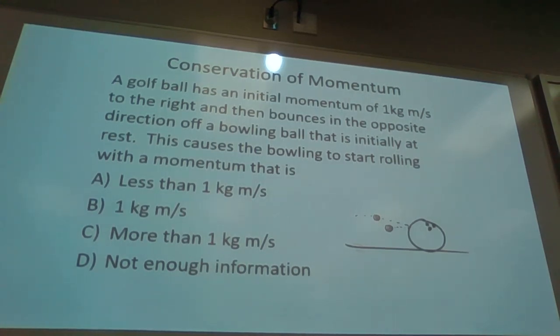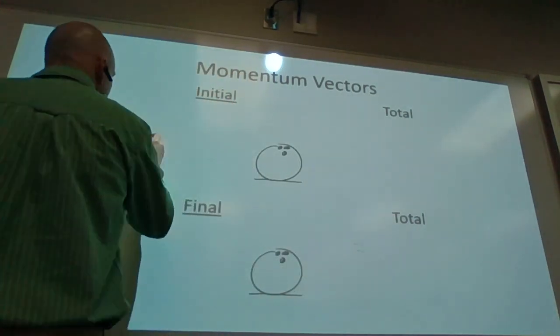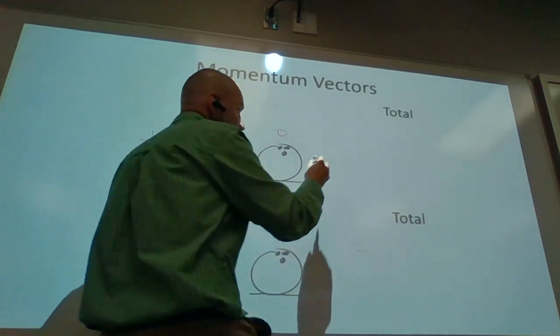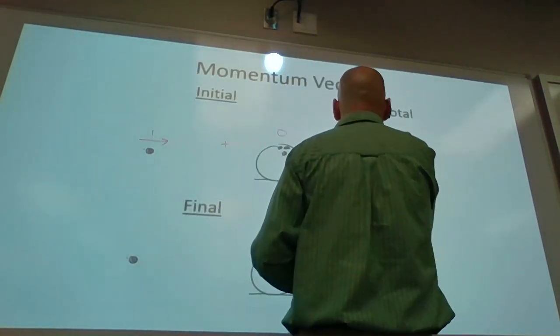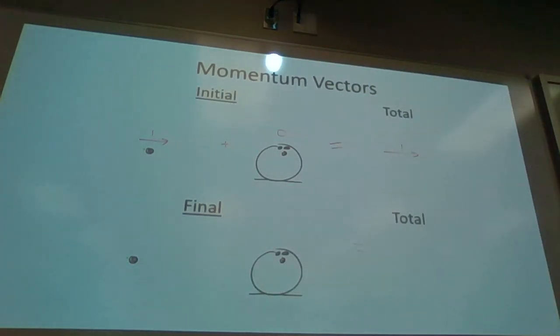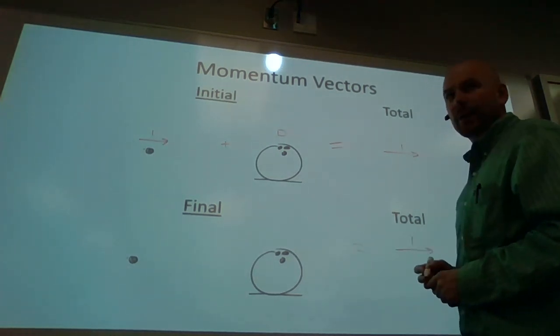Okay. Here we go. Let's see if you're right. So I'm just looking in the horizontal direction. So I've got 1 to the right. I got 0. Add those together. I get 1 to the right. Okay. We're going to put both objects in the system. In the horizontal direction, there are no unbalanced external forces. There's gravity, but that's vertical. We don't care about that. So the total momentum of the system afterwards is still 1 to the right.